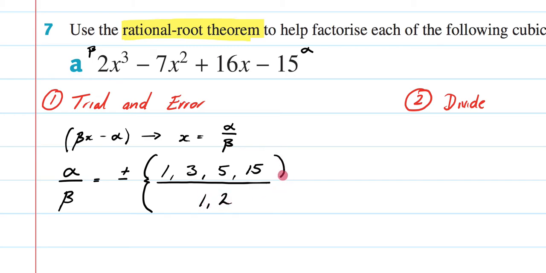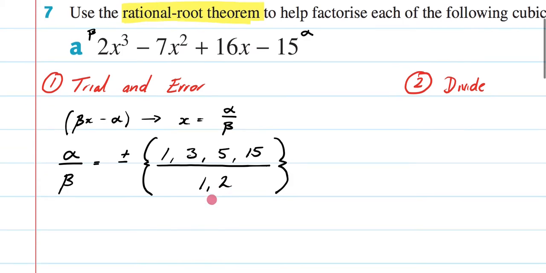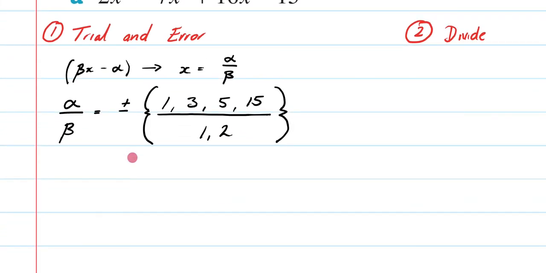So let's recap what I did there. First, we're using the rational root theorem, which means that my factor is going to be in this form, meaning that my root is going to be in this form. To figure out what alpha and beta are going to be, I know that alpha is going to have to be a factor of 15, so I wrote all of those down. I know that beta is going to have to be a factor of 2, so I wrote all of those down. Now I'm going to write down everything I'm going to trial and error.